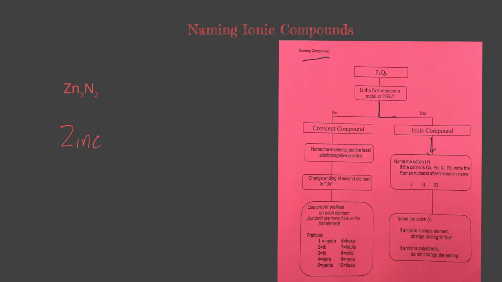If the cation is copper, iron, nickel, or lead, write the Roman numeral. Well, it's not any of those, so we don't have to worry about that. So we're just going to go to the next square. And the next square tells us to name the anion. All right, the anion here is N, so that's nitrogen. However, it says if the anion is a single element, change the ending to an "ide." Okay, so I'm just going to erase that ending and I'm going to change it to nitride. And there you go. That's how you name Zn3N2, zinc nitride.